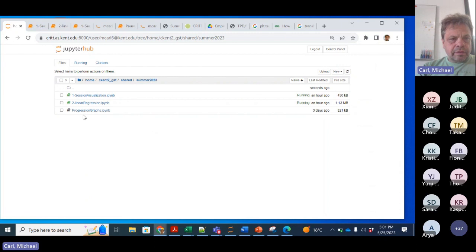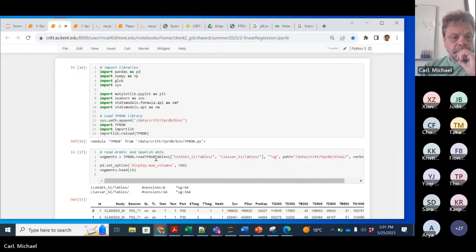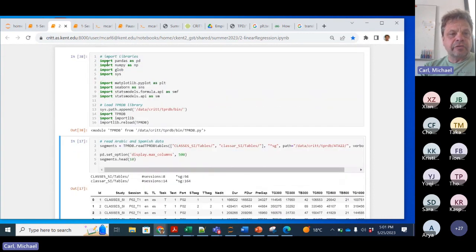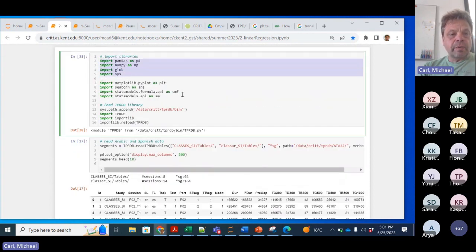In summer 23, there are these two Python notebooks. This one here I talked about yesterday, and this one here I would like to talk about now. And well, similar structure as yesterday. So first, we import a couple of libraries, pandas again for these nice tables here.